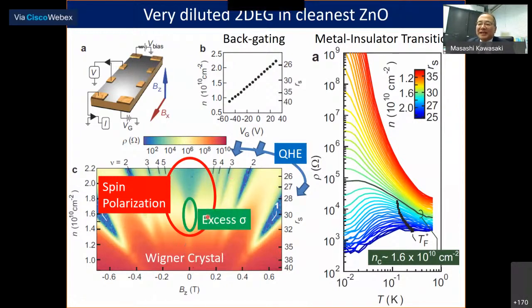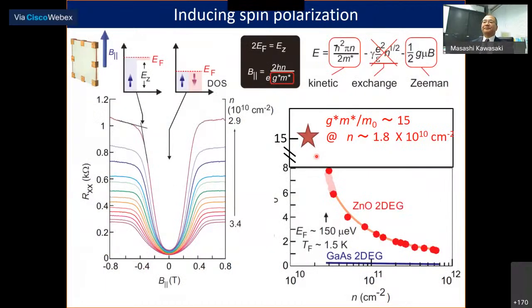And even more interesting, you don't see this in this color map, but here you have excess conductivity, or possible superconductivity. So a bunch of things: Wigner crystallization, possibly an antiferromagnetic Wigner crystal, and spin polarization, ferromagnetic, and in between metal and insulator, you have some excess conductivity. Let me tell you what is going on.